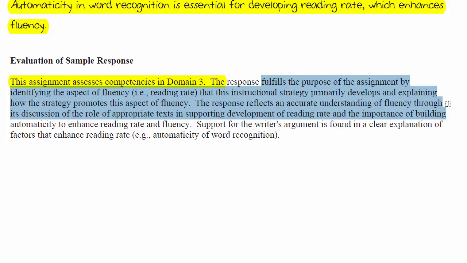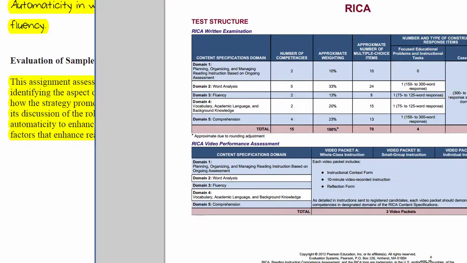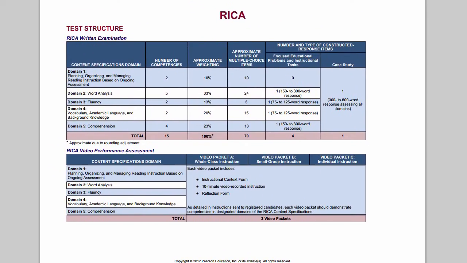The response reflects an accurate understanding of fluency through its discussion of the role of appropriate text in supporting development of reading rate and the importance of building automaticity to enhance the reading rate and fluency. Support for the writer's argument is found in a clear explanation of factors that enhance reading rate, automaticity of word recognition, etc. So if you take a look again, fluency was the subject, and 75 to 125 words is what you do.